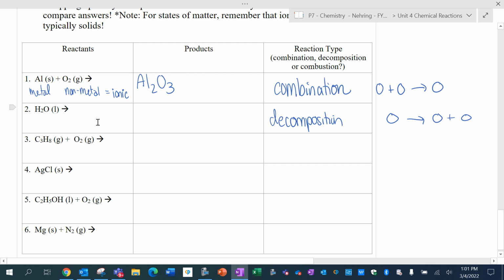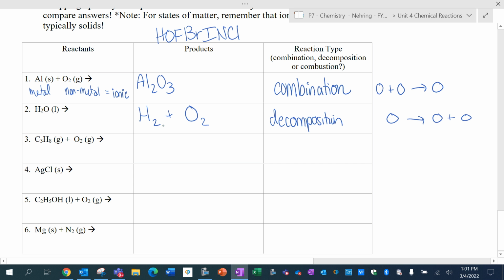So this tells me it's a decomposition reaction. When it decomposes, it's going to break apart into its elements, which are hydrogen and oxygen. And I'm going to think about Hofbrinkel. Hofbrinkel is a way to remember what my diatomic elements are. If an element's part of Hofbrinkel, it gets a 2 by it. H is part of Hofbrinkel, so it gets a subscript 2. O is part of Hofbrinkel, so it gets a subscript 2.